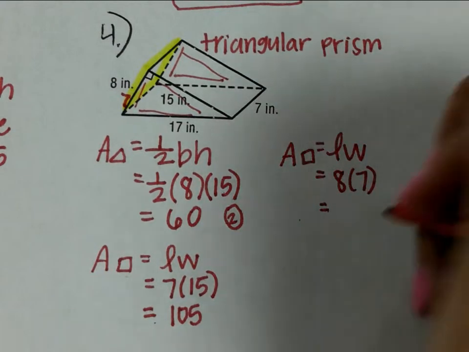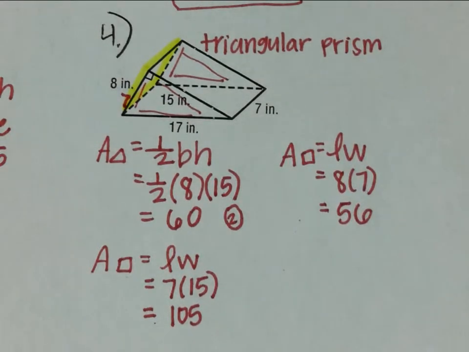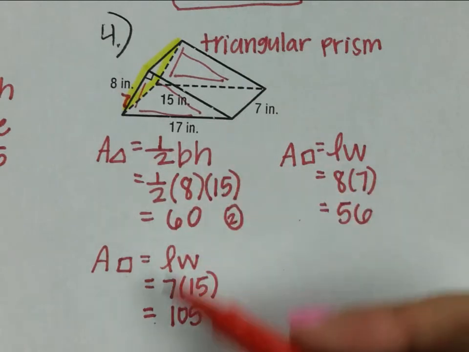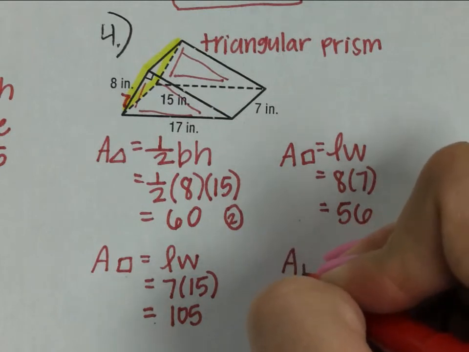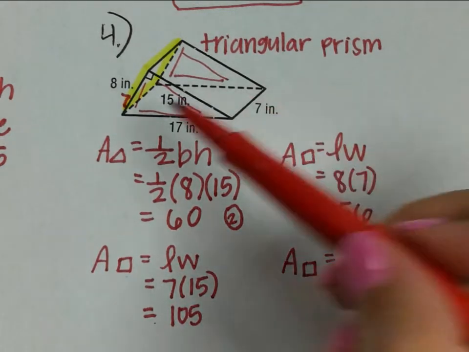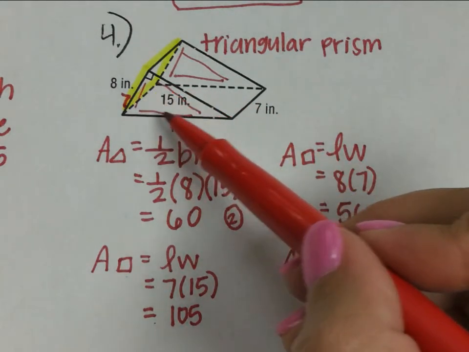So what is 8 times 7? 56. Alright, so far I've got 2, 3, 4. I've got 4 sides, and how many should I have? 5, so I know that I've got one more rectangle to find, which would be this bottom one. So what's the length and width of that one?